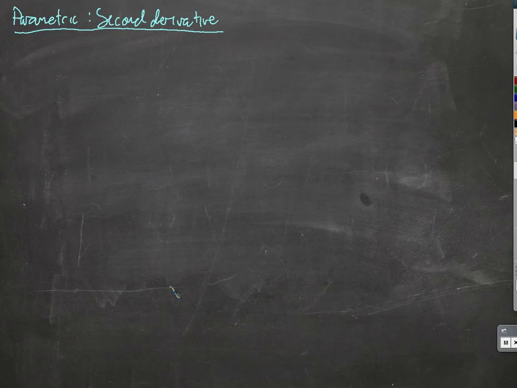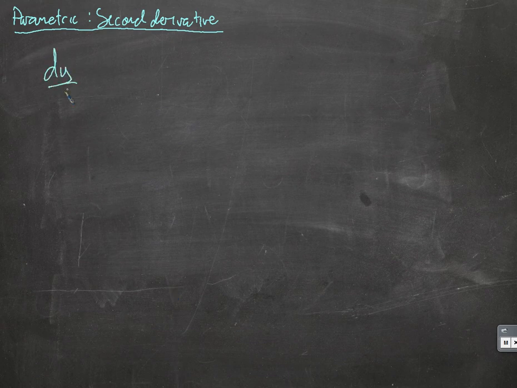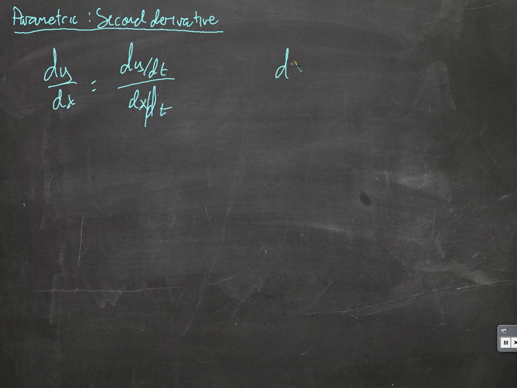All right, last thing here, parametric, finding the second derivative. You're all doing well with dy dx equals dy dt over dx dt. But what about the second derivative? What about d second y dx squared? What is that?